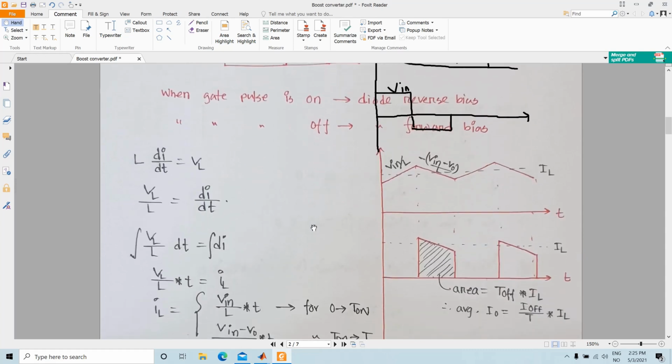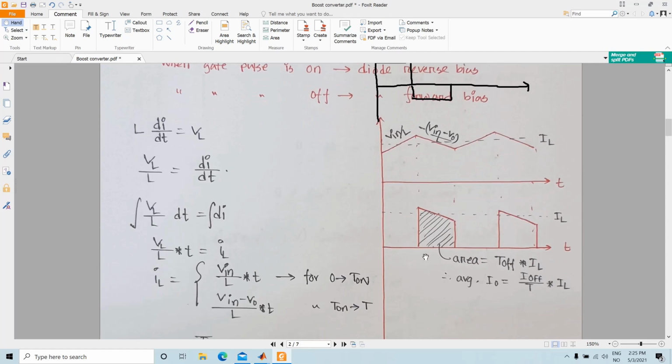Okay, so to calculate it, we are calculating the area, which is T off, the off duration, multiplied by IL. The IL here is this value. So our I naught is basically T off divided by T multiplied by IL. This is the average output current.